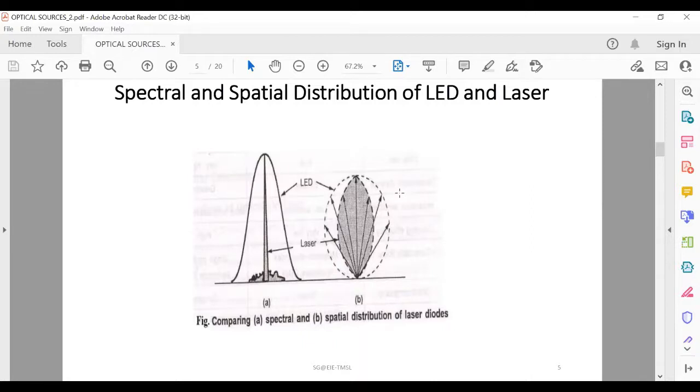That is the spatial radiation distribution. So these are the two types of distribution given over here: this is for the laser diode, and that is for the LED.